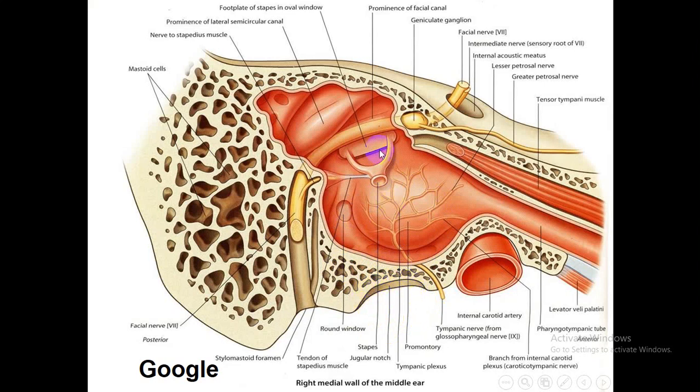إذا الroof tegmen tympani اللي راح يفصل الmiddle ear from the middle cranial fossa، والfloor سميته jugular wall اللي هو thin bone راح يفصل الmiddle ear cavity from the jugular fossa واللي تحتوي على superior bulb of the internal jugular vein.